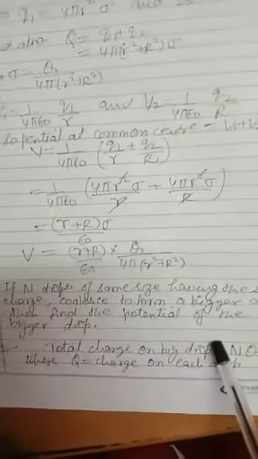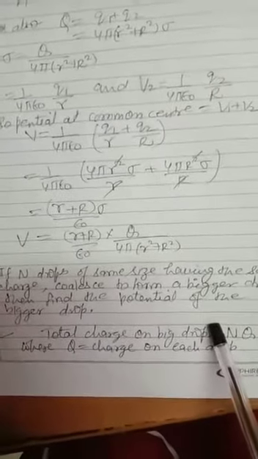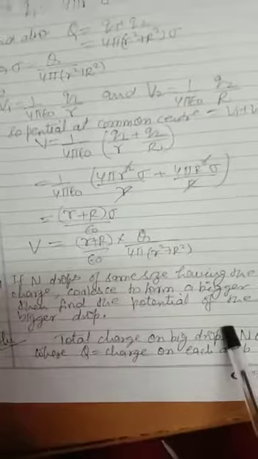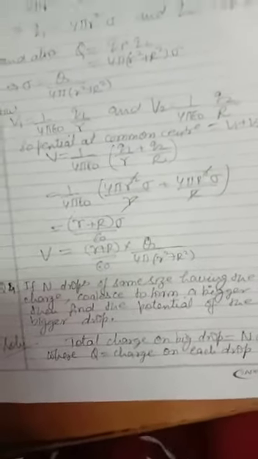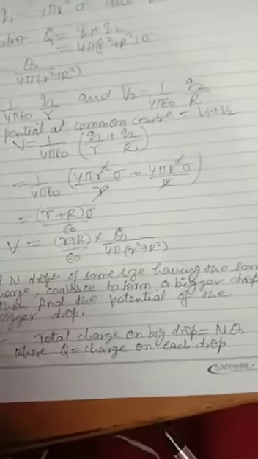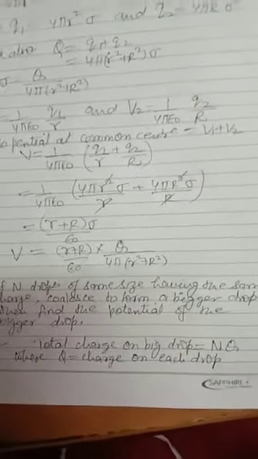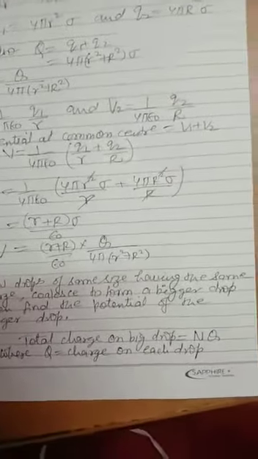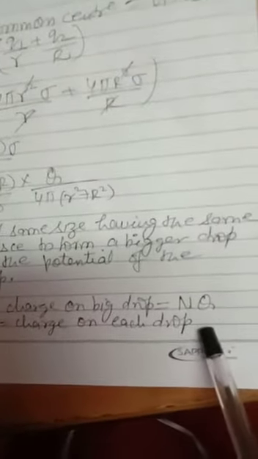Now the next question is saying, if we have n drops and each drop has, say for example, a potential V, and all these drops combine to form a bigger drop, then we have to calculate the potential of the bigger drop. Now you know whenever we combine a number of drops, in that case the total volume will remain the same and the whole charge will be added up. So we can say in this way the total charge on the bigger drop will be N into Q.